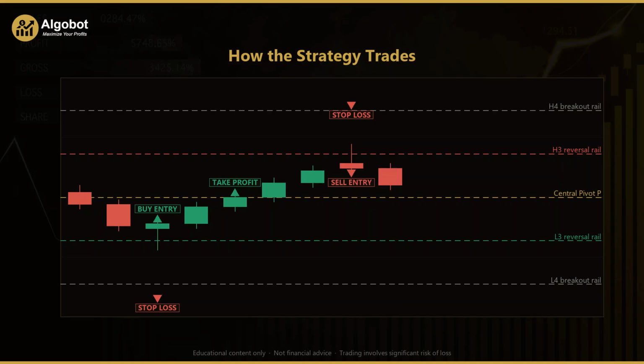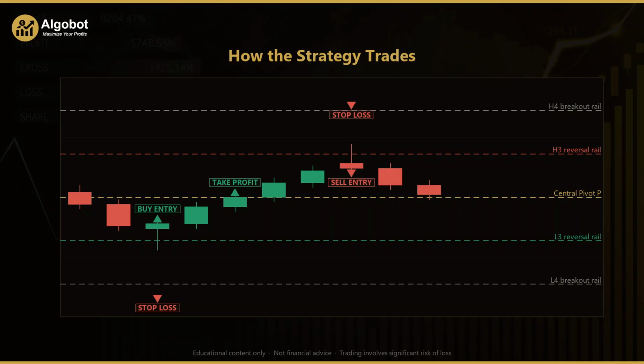Now follow the next few candles. Price lifts off the L3 rail, climbs steadily, and reaches up toward the middle of the ladder. As it touches the central pivot, the take profit marker appears. The long trade has completed its journey from the reversal rail back to the magnet in the center. That's mean reversion in action.